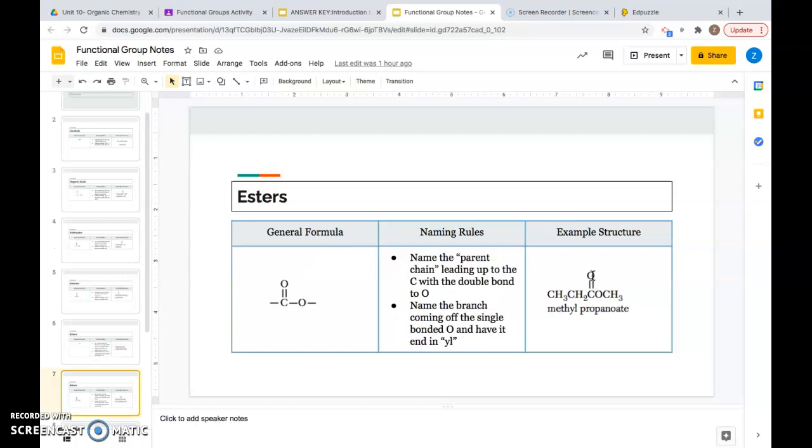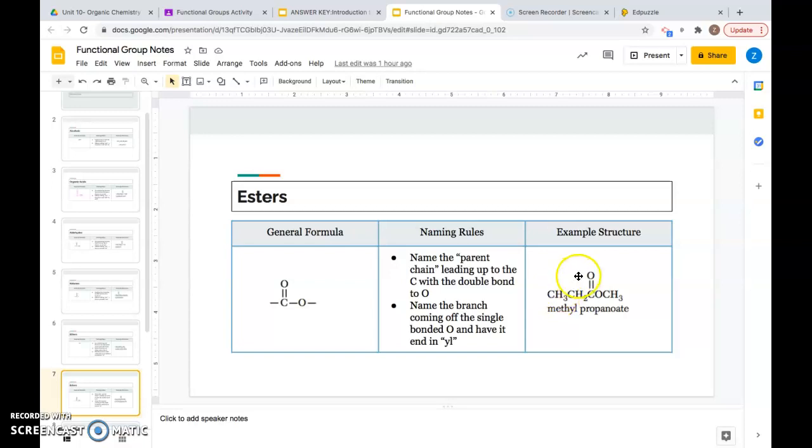Esters, we have a double bond to oxygen and then a single bond to oxygen, and these can be found anywhere in the compound as well. However, just like ethers, for esters, we do not number these. We name something like the parent chain, and then we name the branches coming off of our single bond to oxygen. So we name the parent chain as the one with the carbons leading up to the double bond to oxygen, so this chain over here. And then the branch is going to be the branch coming off of the single bonded oxygen. So esters are also pretty difficult to name, kind of remembering that order.